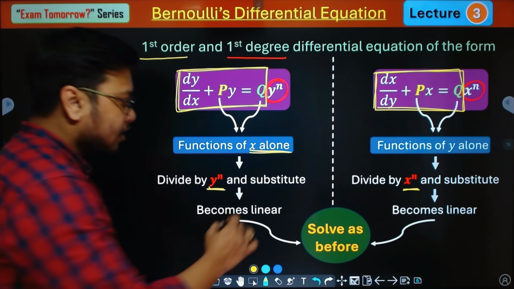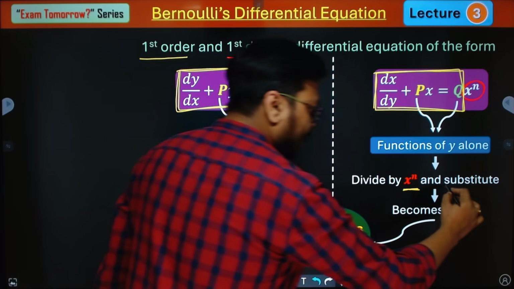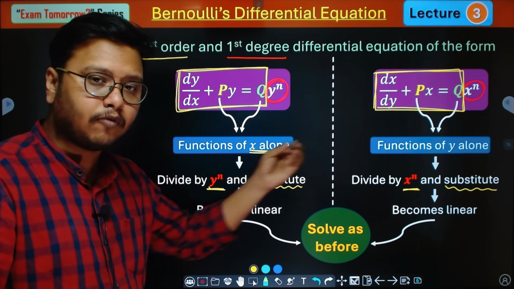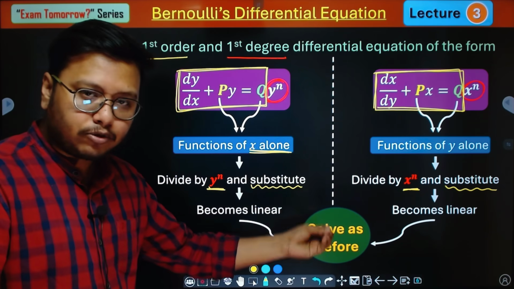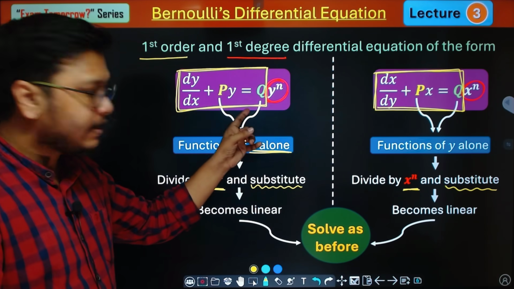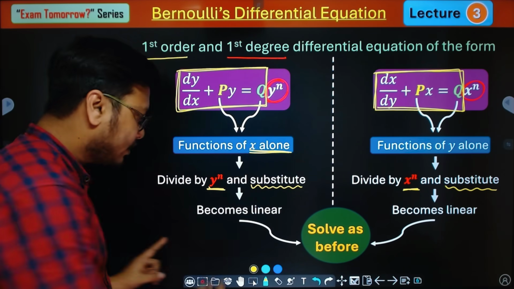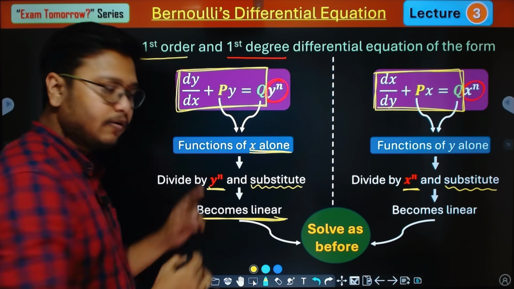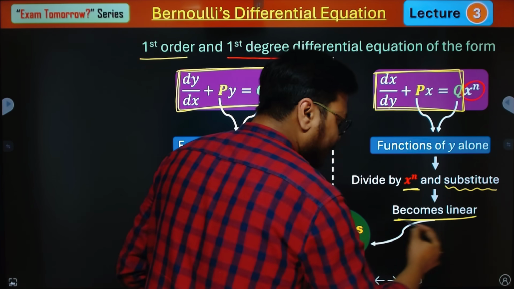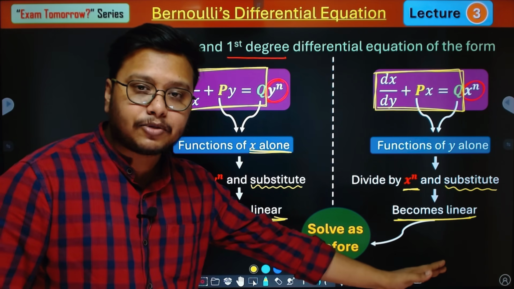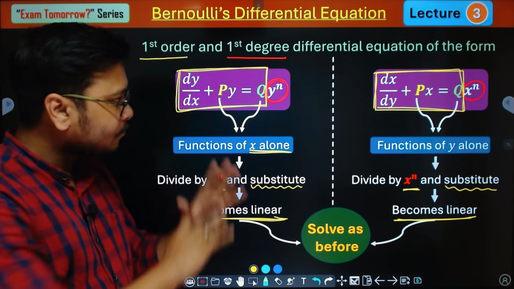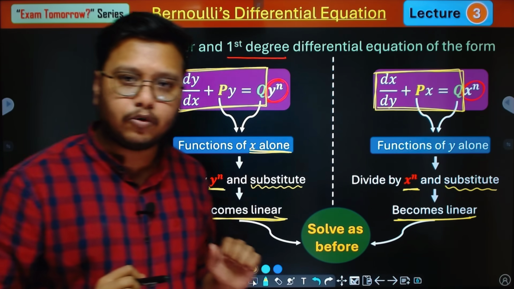Once the division is done, we need to make a suitable substitution. Now what that substitution will be, I will explain while doing a problem. I don't want to generalize it. We will substitute something. Once the substitution is done, this differential equation will look like a linear differential equation. So it's going to become linear, and the moment it becomes linear, you already know how to solve it. In the previous questions, you have done that. So this is the total outline of how the thing is going to work.